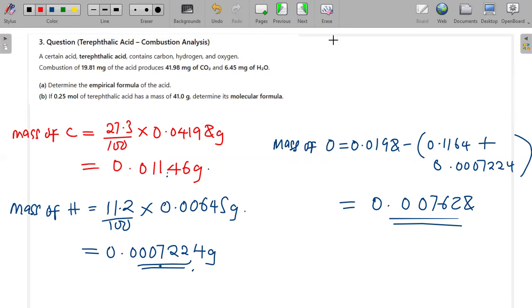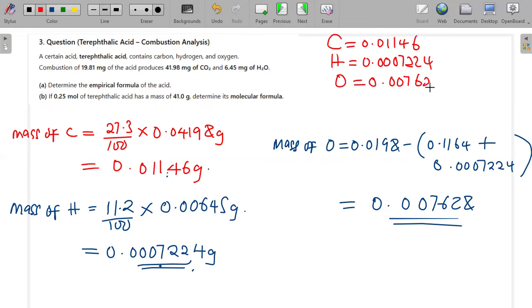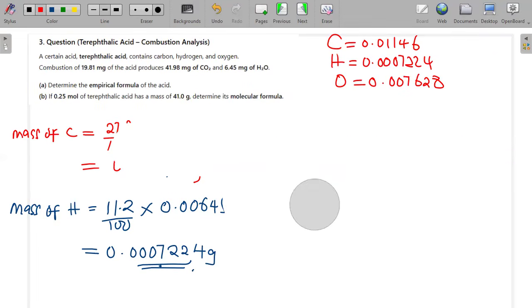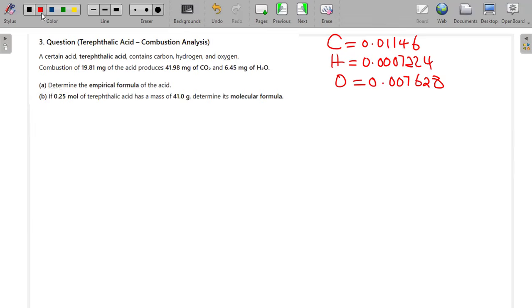All right, so we can now find the empirical formula. I'll write the masses here. Carbon is 0.01146. Hydrogen is 0.0007224. Then oxygen is 0.00768. Okay, let's find the empirical formula now. As usual, we start from the elements.